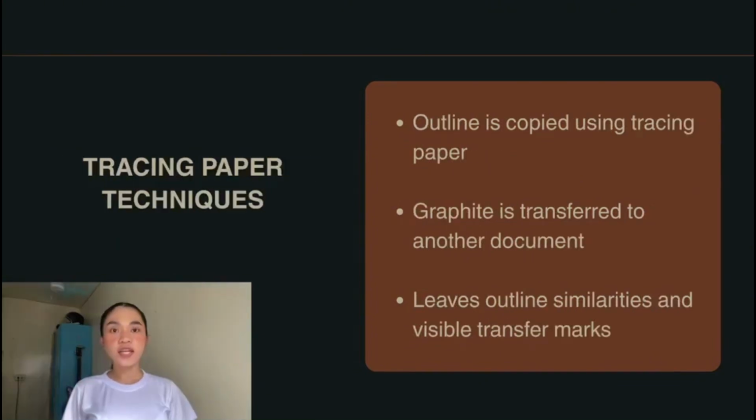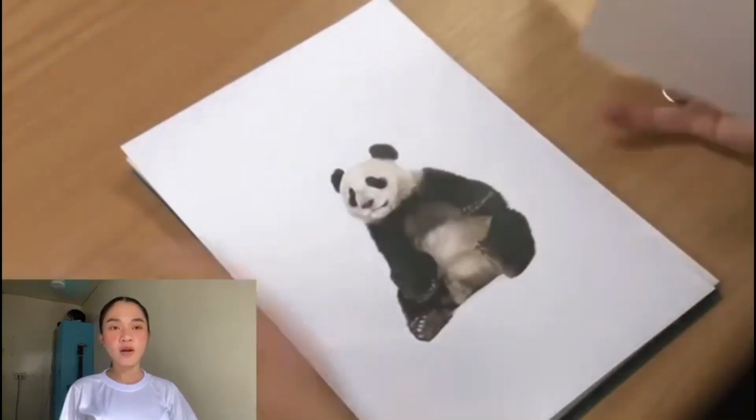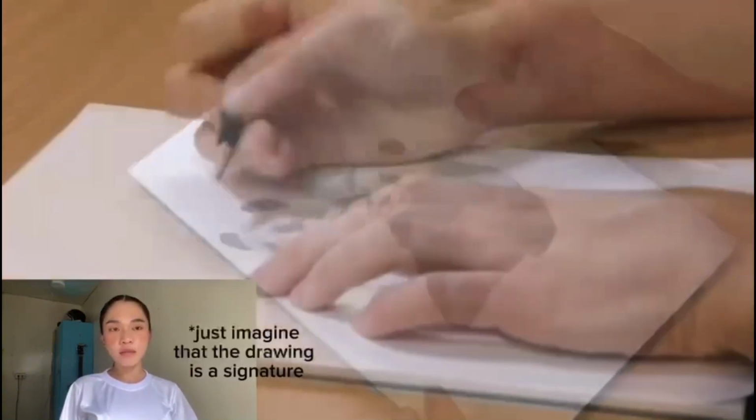So next is ang tracing paper techniques. So kani siya kay alternative ni siya sa carbon paper. So tracing paper is used to copy and i-transfer ang signature outline. It may leave visible marks or similarities. It's because of the graphite of the pencil that is being used sa likod sa tracing paper after rubbing it to the outline and traced it after. So I have here on how to use the tracing paper.